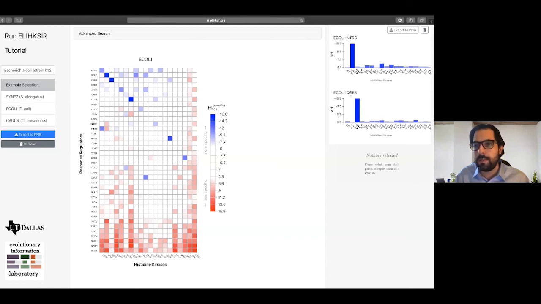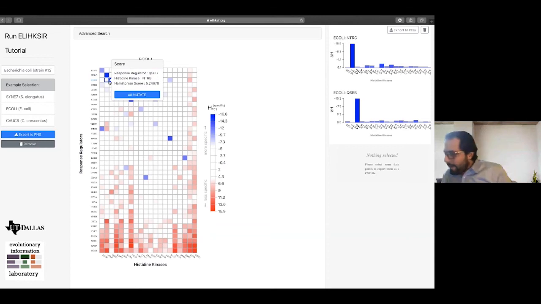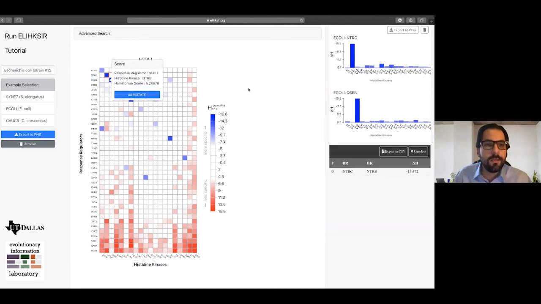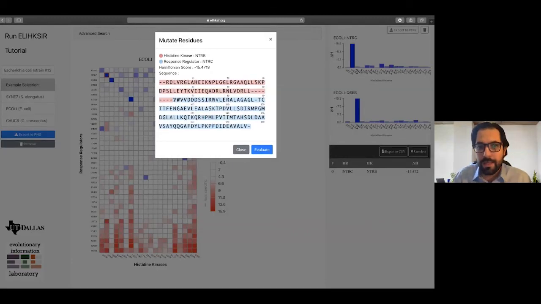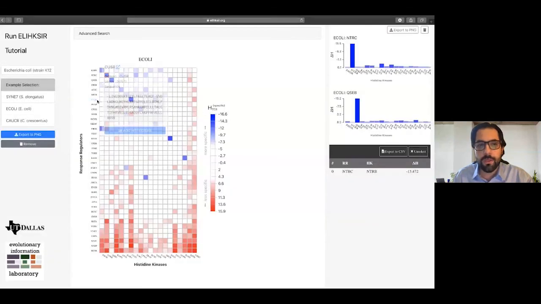So you see that now this QSEV response regulator interacts with QSEC, it's another known interaction. Now, where things get really interesting is when we click on this particular interaction, and then if we click mutate, then we can actually access the sequences, and then we can copy, doing some sort of in silico experiment where we copy parts of one protein, and then we try them in a different protein.